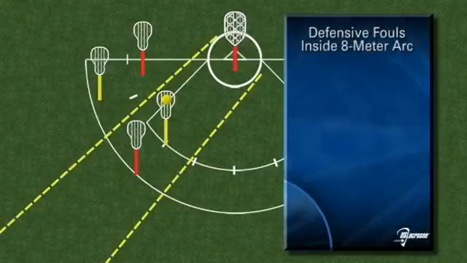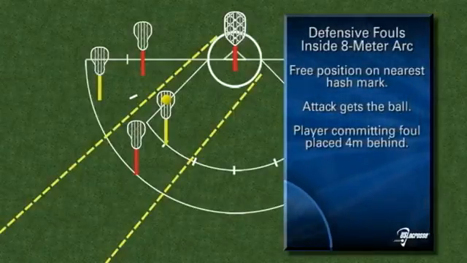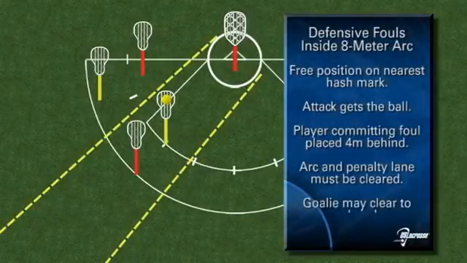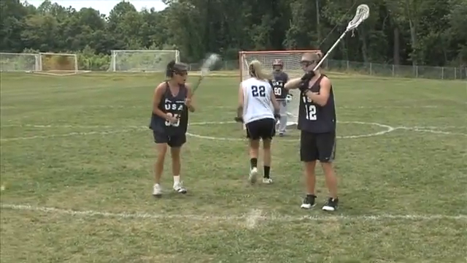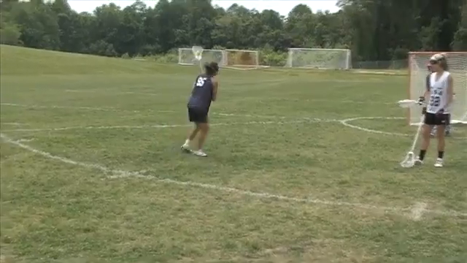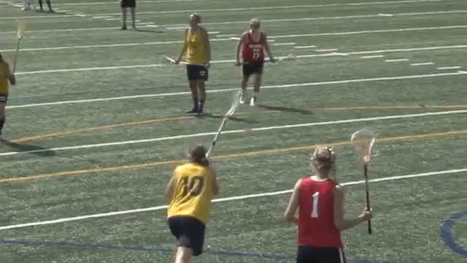In this situation, the free position is set up on the nearest hash mark, attack gets the ball, and the player committing the foul is moved 4 meters behind. Everyone else must clear out of the 8-meter arc and the penalty lane when necessary. If the goalie is inside the 8-meter arc and did not commit the foul, she may clear back to the goal circle. If the attacker fouls inside the 8-meter arc, the free position is set up just as it would be at midfield. Just remember that play cannot be restarted within 8 meters of the goal circle.